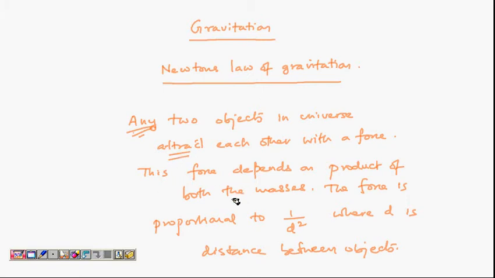Okay, this force depends on the product of the masses of both the objects. Also, the force depends on the square of the distance. If the objects are very near, the force will be more. If the objects are very far, the force will be less. So mathematically we can write it as F is proportional to m1 m2 by d square.